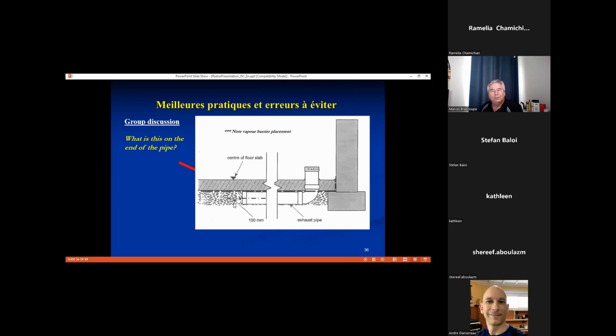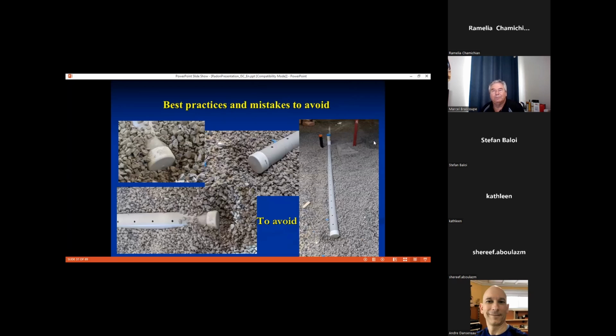Again, here, what is on the end of the pipe? Almost all plumbers think it's a cap, so they put a cap. Doesn't work. Six, seven times out of ten, when we come to activate a system because the radon levels are high in the home, it doesn't work because of that. So here are examples of what the plumbers are doing. They're installing perforated pipe, putting a cap on the end of it. So these are mistakes that we want to avoid.